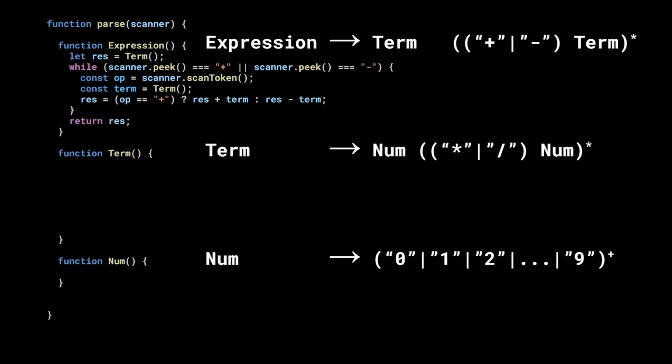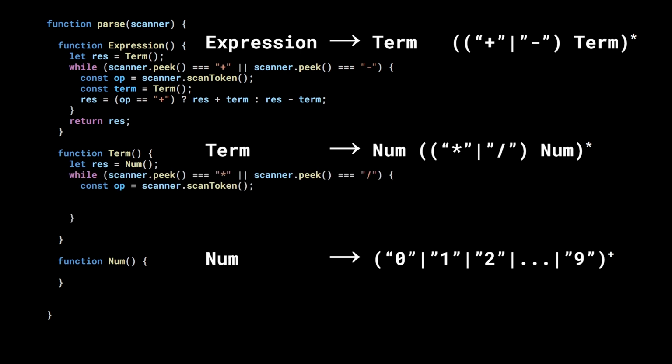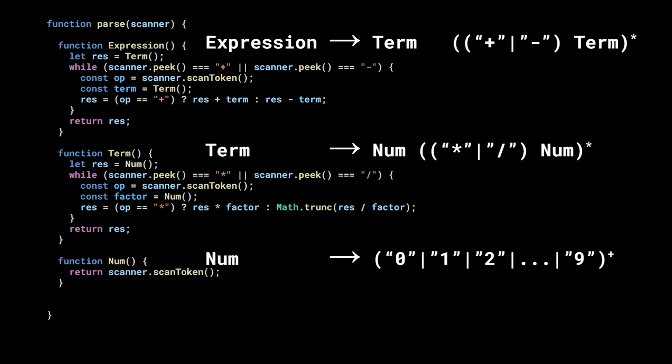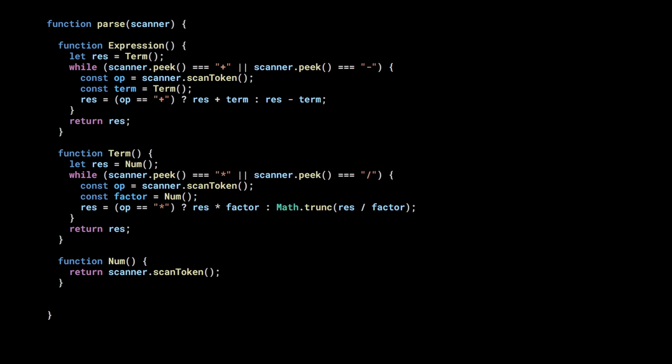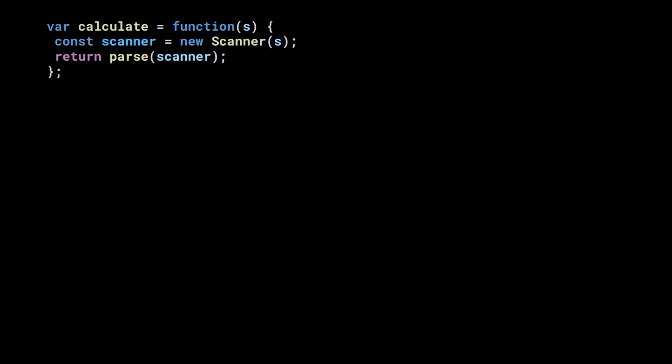For a term, it's the same idea. A term is made of a number, optionally followed by one or multiple multiplications or divisions. So while we see a star or a slash, we store the operator, scan the next number, and perform the operation. At the end, we can return the results. For numbers, it's even simpler because they are simple tokens returned by the scanner. Now that we are done defining the non-terminal functions inside this parse function, we just need to call the expression function to return the value of the expression. Finally, to solve the Leetcode problem, we just need to create a new scanner and call the parse function.